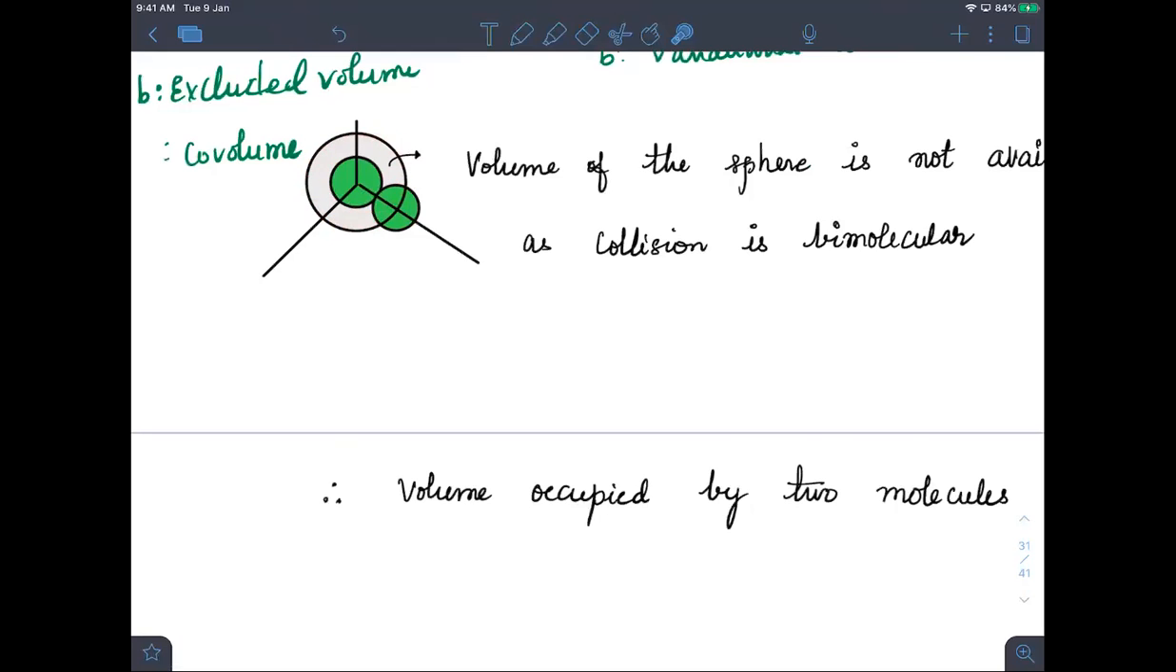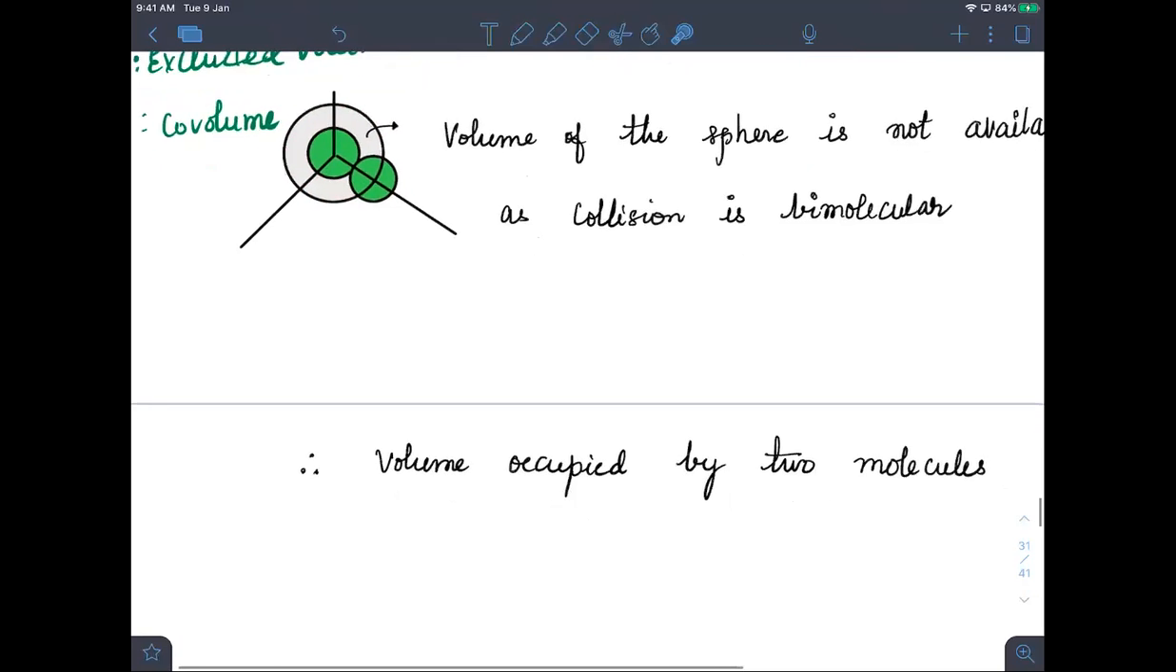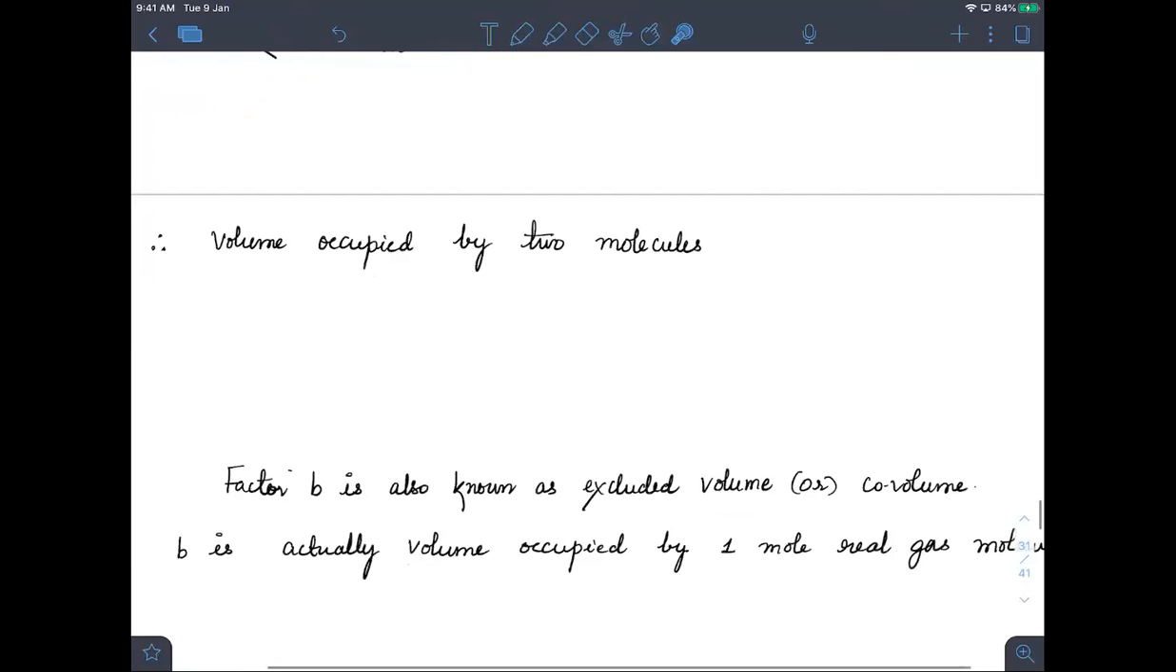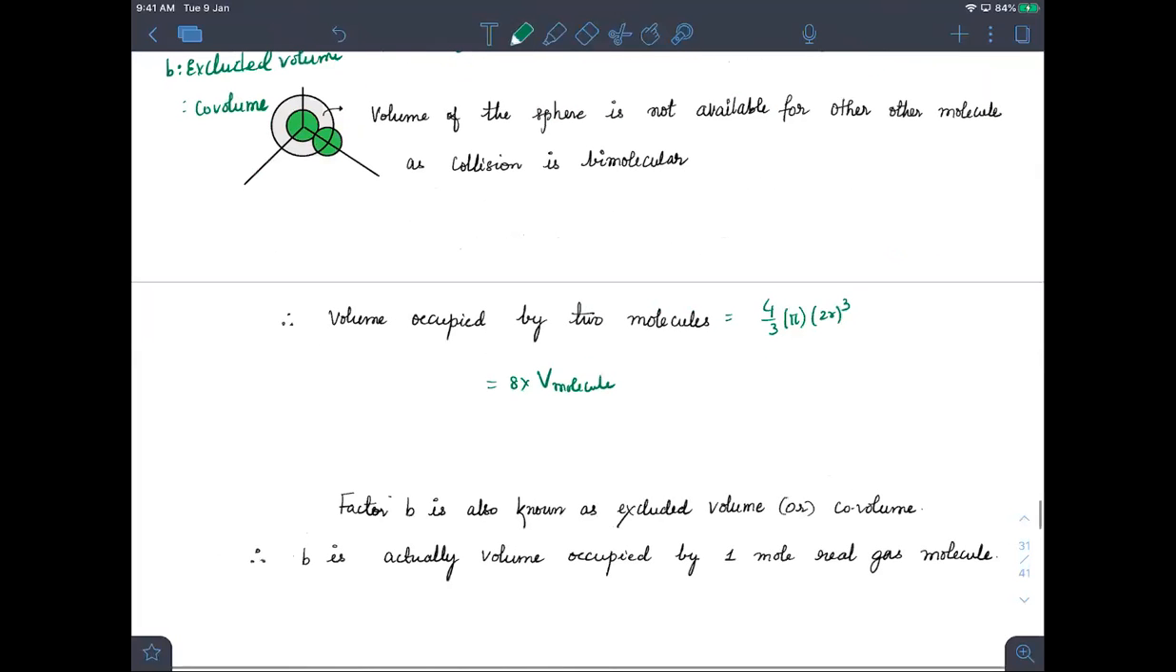So this sphere is how much? 2 times the radius. So I can write the volume of two molecules would be equal to 4 by 3 into pi, R is 2r cube. So which is 8 times the volume of one molecule. So for two particles, the volume occupied by them during the collision would be 8 times the volume of a molecule on an average.